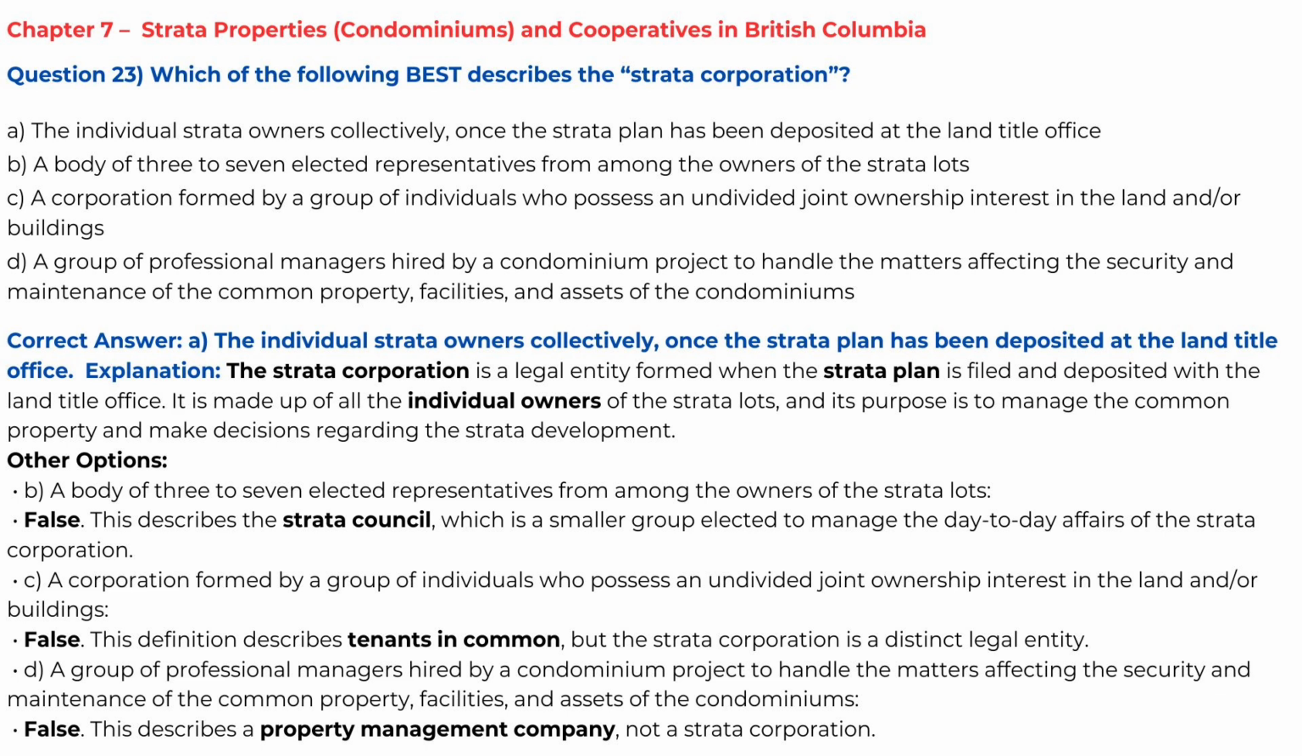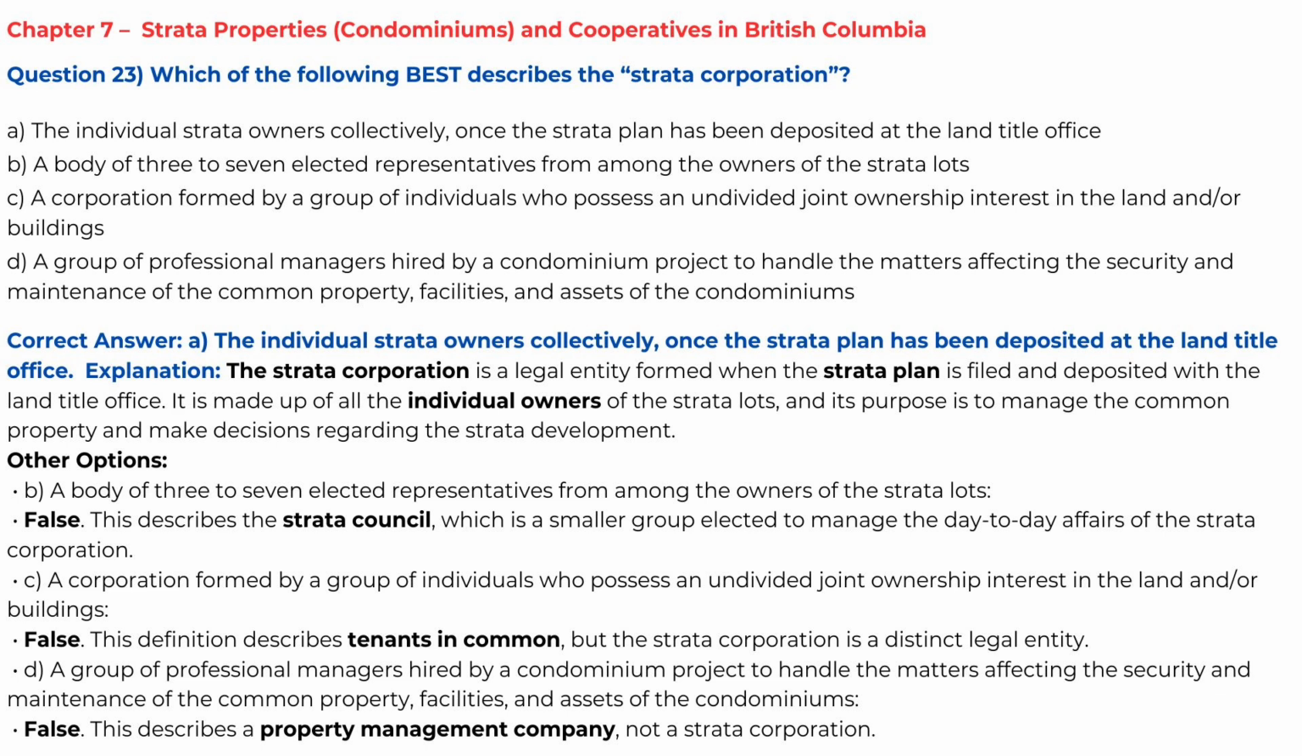Explanation. The Strata Corporation is a legal entity formed when the strata plan is filed and deposited with the Land Title Office. It is made up of all the individual owners of the strata lots, and its purpose is to manage the common property and make decisions regarding the strata development.